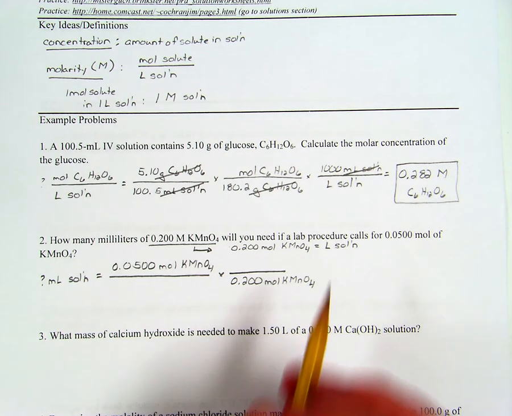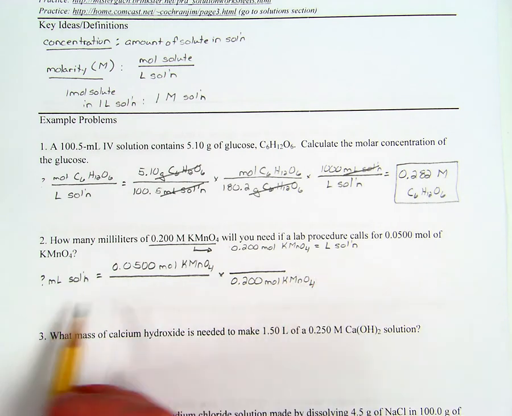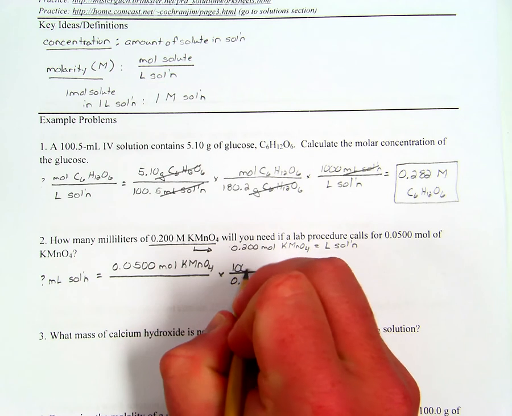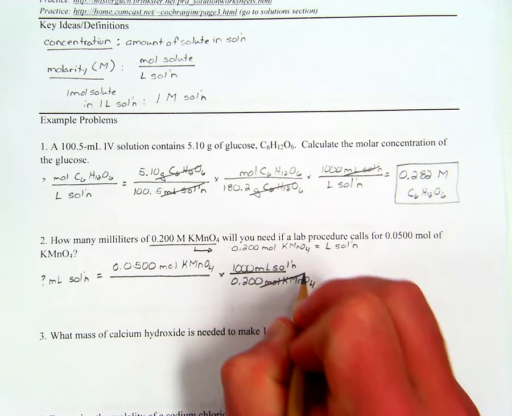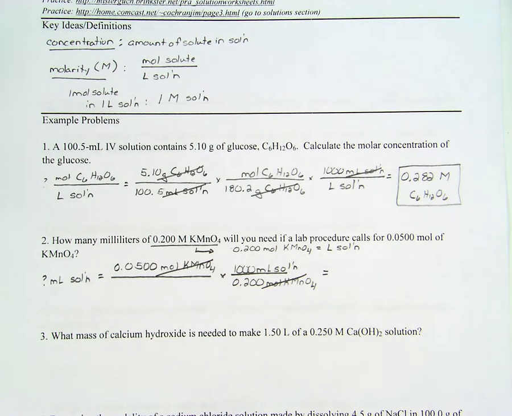and that is for every liter. Or you might just think, well, I want my answer in milliliters. So 1 liter would be 1,000 milliliters of solution. And moles of potassium permanganate cancel. We're left with milliliters, which is exactly what we're looking for. So we've done the problem.